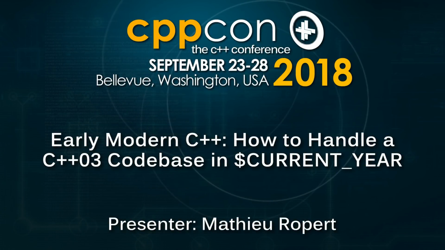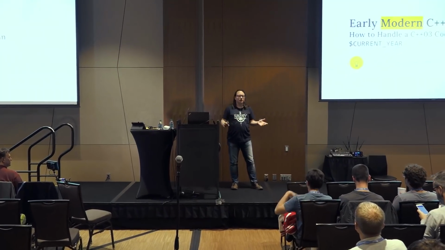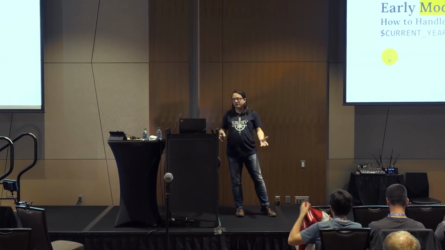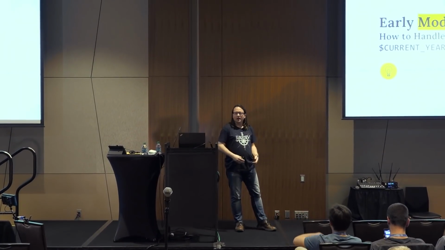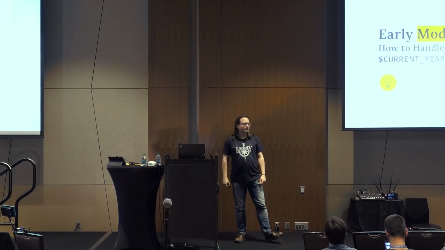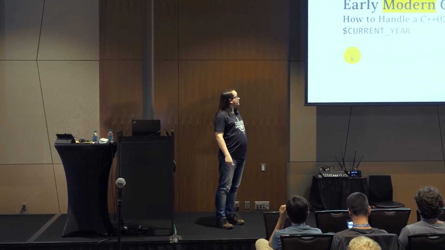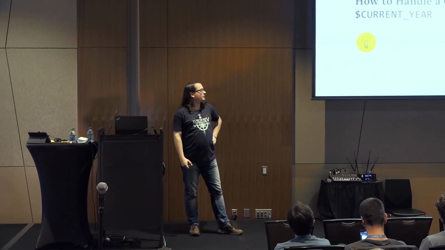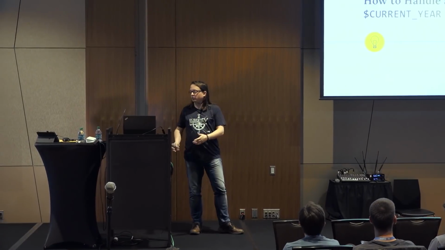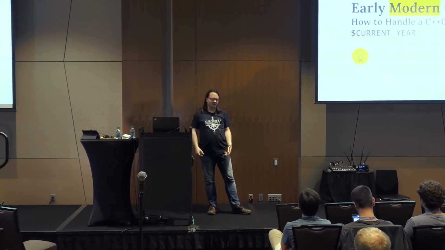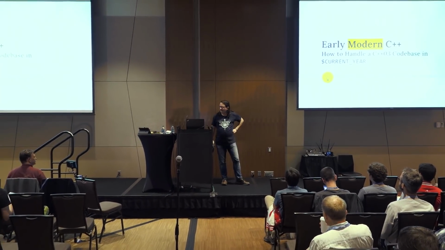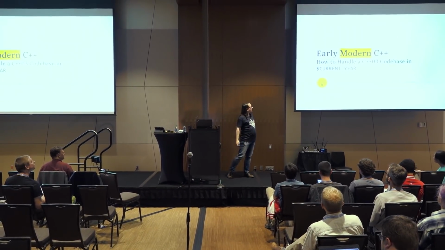First of all, I would like to thank you all, because in this world of talks about coroutines, meta-classes, and all new shiny stuff, you prefer to come to something that's going to talk about technology for 15 to 20 years old, which is brave. So this talk is called Early Modern C++, how to handle a C++03 code base in the current year, which is cool. You can replace the current year with 2018, or if you're watching from home, whichever year you're still watching this talk. Hopefully, something will have been done.